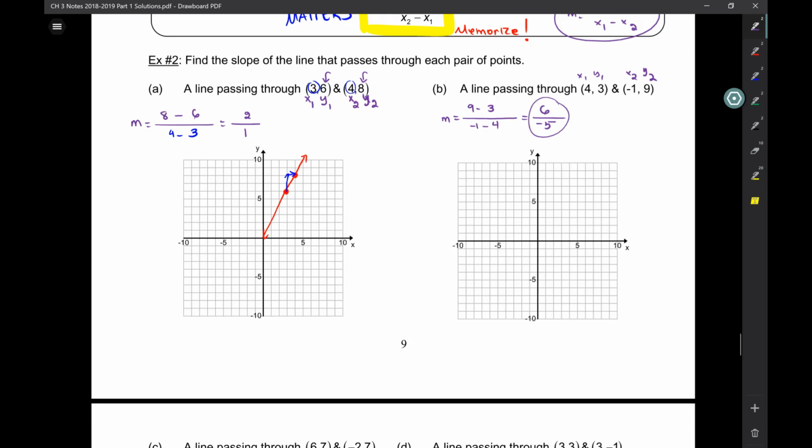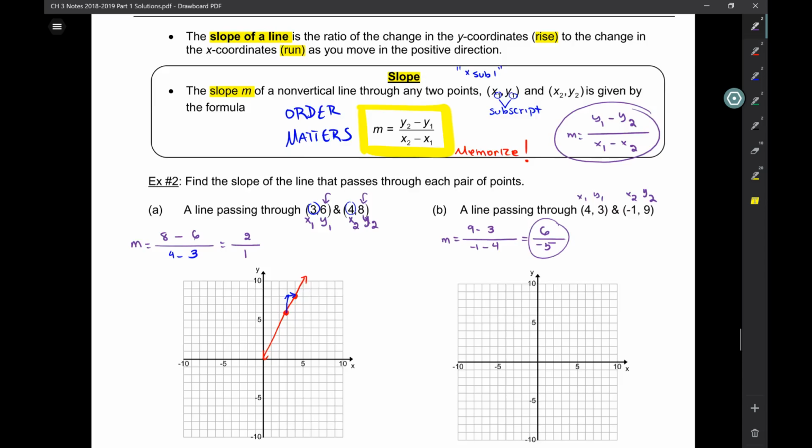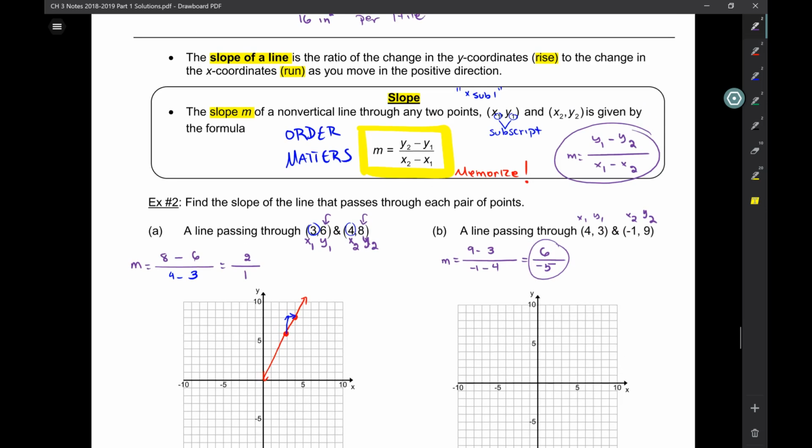Which one do you put on top or bottom? Yes, it has to be the y's on top. The y's must be on top. Jonathan, the y's must be on top. It's y2 minus y1 over x2 minus x1. So the y's must always be on top because it's the y's on top over the run.